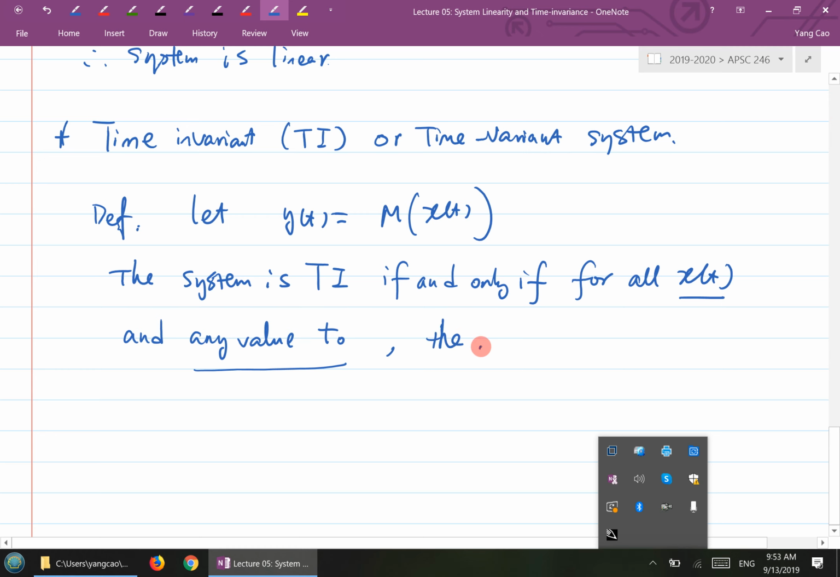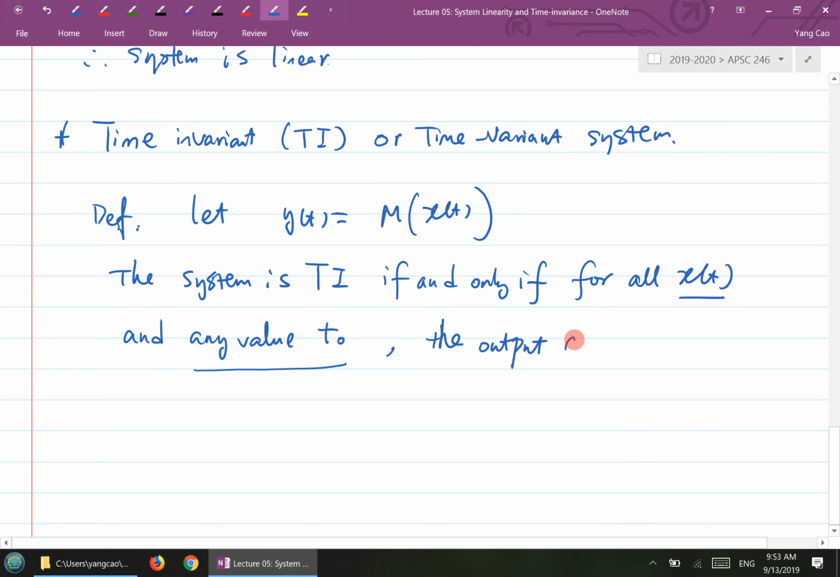the output corresponding to x of t minus t naught, so basically the input is not x of t anymore, the input becomes x of t minus t naught, the corresponding output will be y of t minus t naught. If this is satisfied, then the system is a time-invariant system. That's the formal definition of TI.